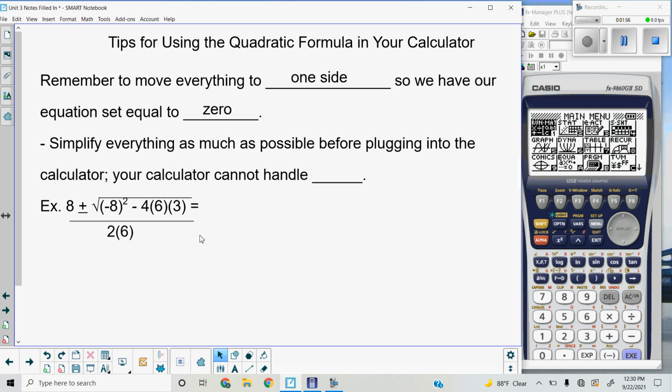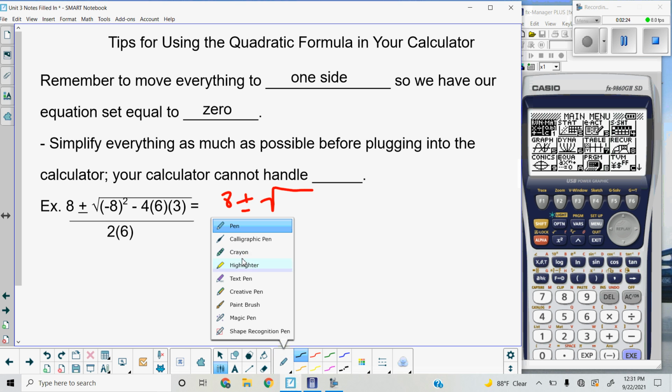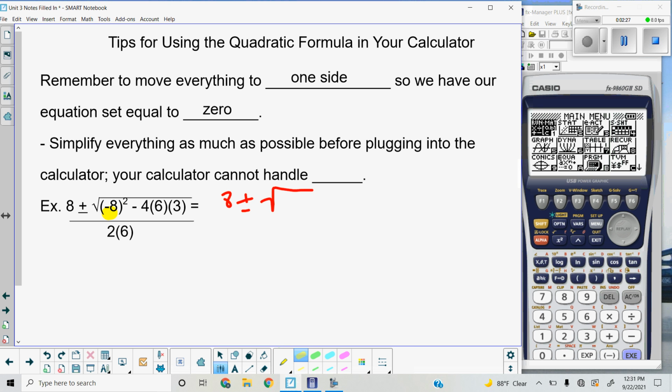Example, this has already been plugged into our quadratic formula. Next, I will show you how to plug something like this in, but when it comes to our calculator, your calculator can't handle a negative square root, and we also can't do plus or minus. So my 8 plus or minus will stay the same for now. The square root will also stay the same. But I'm going to plug in everything under my square root into my calculator, exactly as it says.